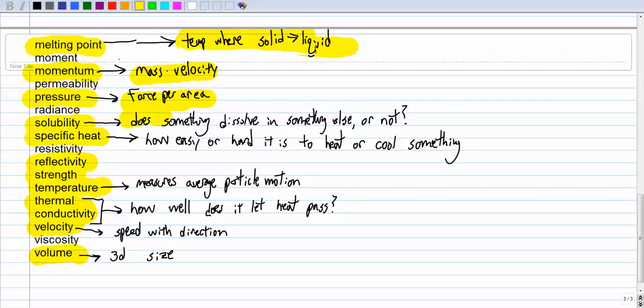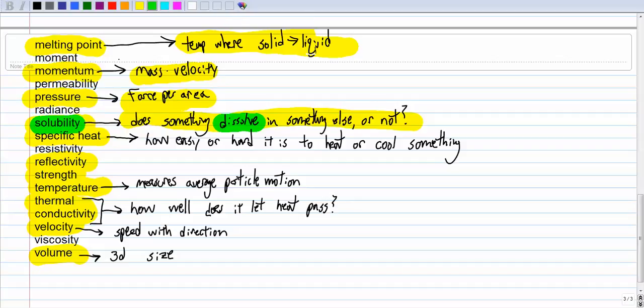Solubility. Does something dissolve in something else or not? Salt will dissolve in water quite easily, but will it dissolve in olive oil? That's a solubility question. So key there, solubility, dissolve. Just look for those word roots.